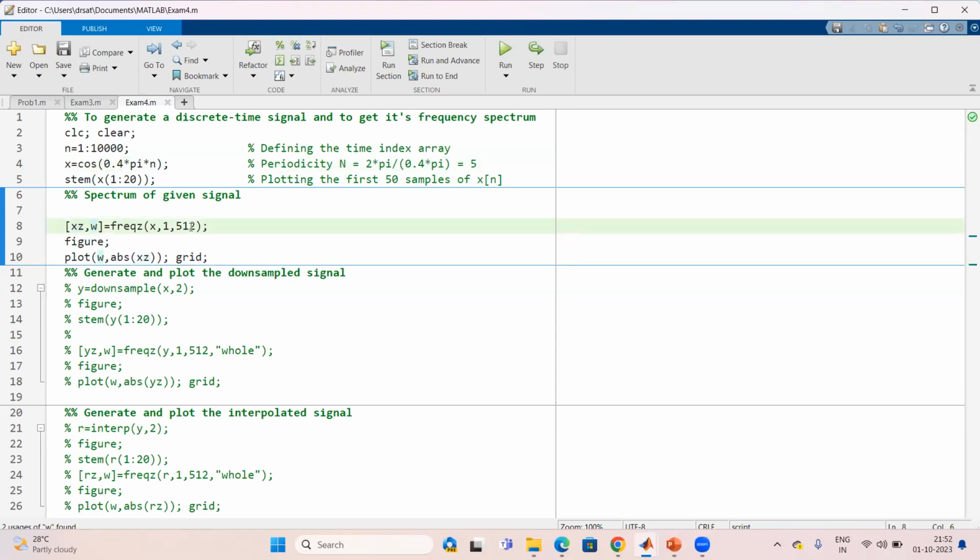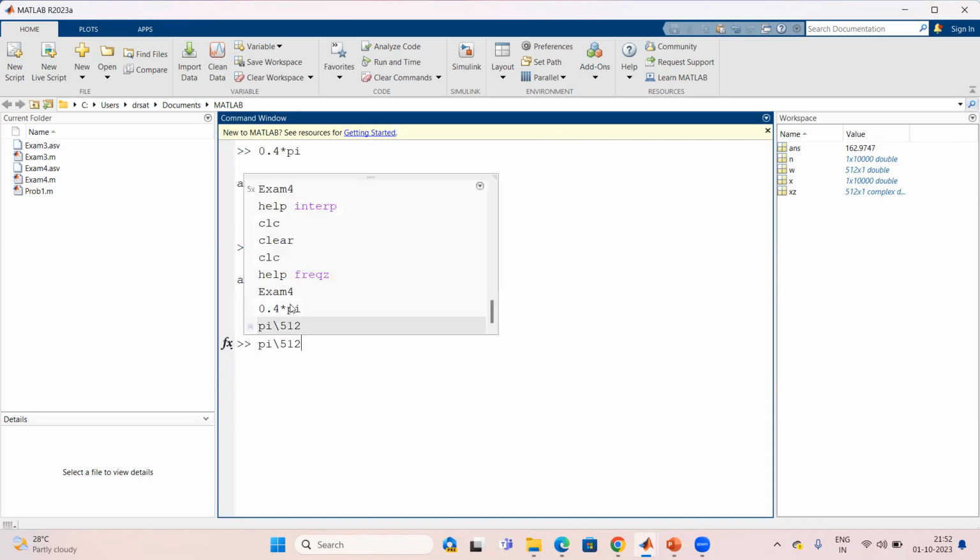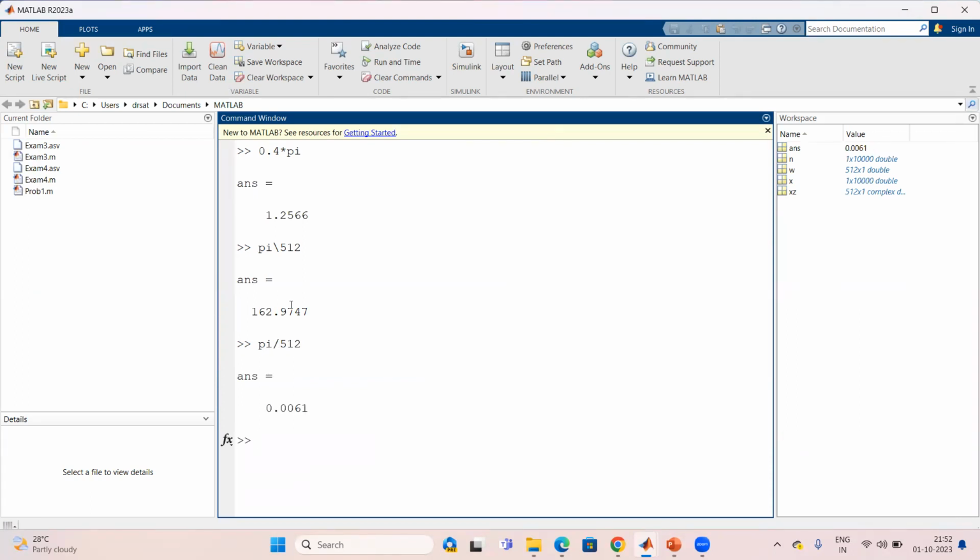As I said, this 0 to pi will be equally spaced values, and there will be 512 such points. So we can see this: if we divide pi by 512, we get this value. Sorry, it should be divided by 512. So this value is coming out as 0.0061.